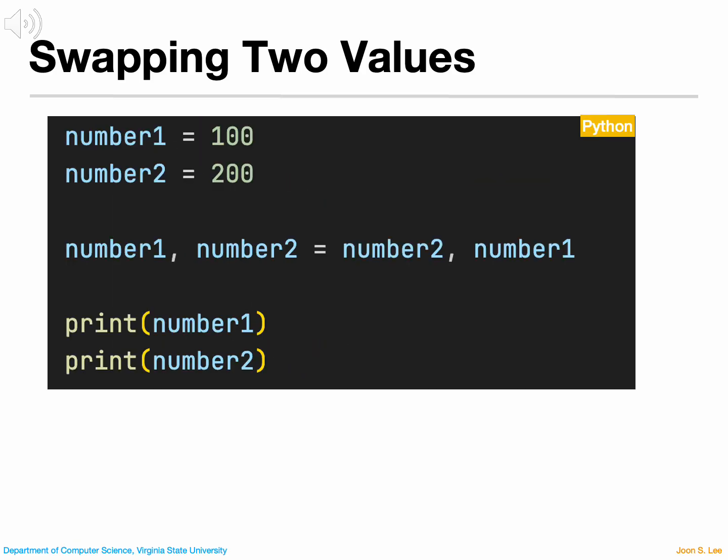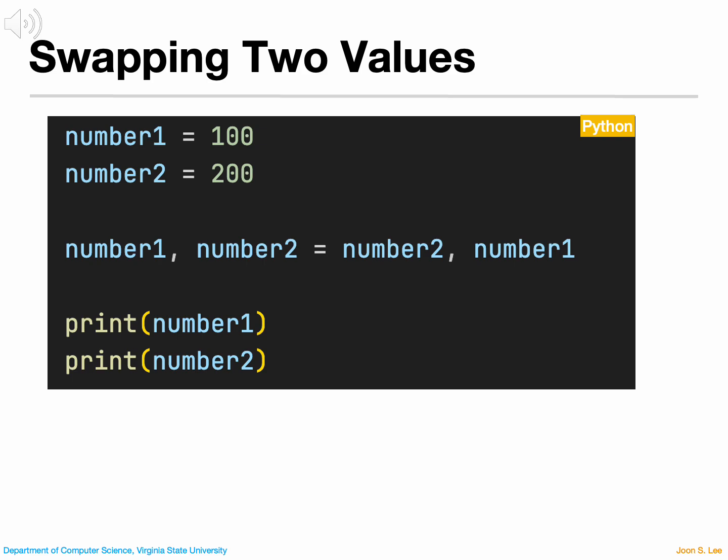Now compare that to how Python handles the same task. Here we have the same two variables. number1 equals 100 and number2 equals 200. But look at the next line. In a single statement, number1, comma, number2 equals number2, comma, number1. Python swaps the values instantly.